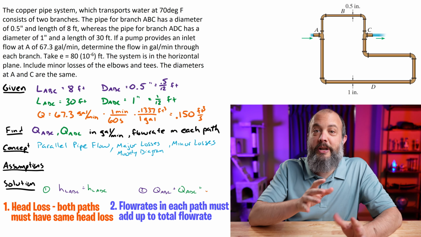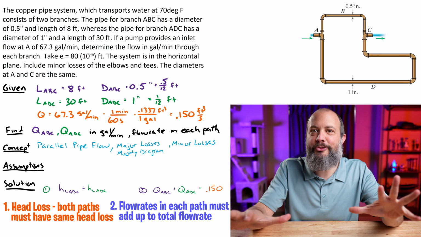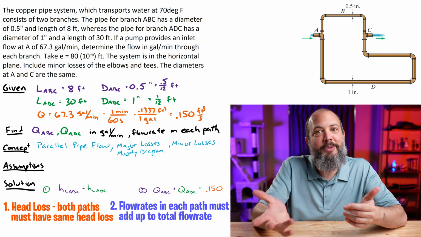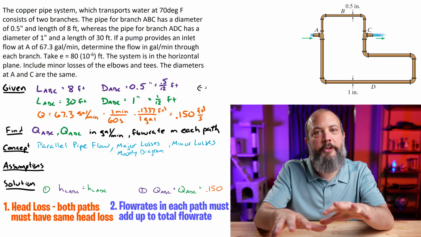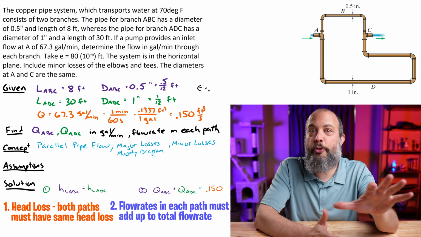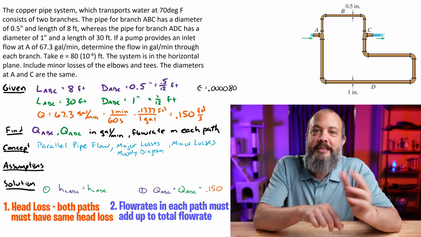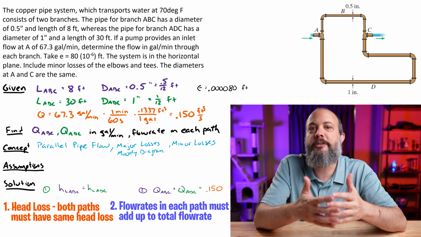And here we go, equations 1 and 2. These are the only two things you really need to know. Since there are two unknowns we're trying to find, QABC and QADC, which I might just call purple Q and green Q, the two things that we know are that when we add together the two flow rates, they have to add to 67.3 gallons per minute or 0.15 cubic feet per second. And the second thing is that head loss along both paths is going to be equal.